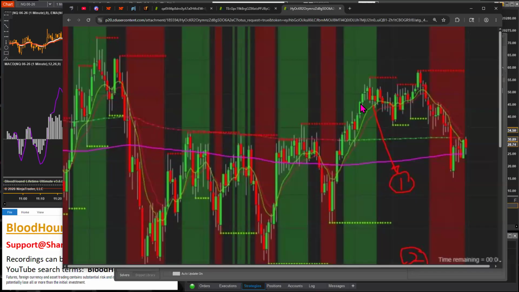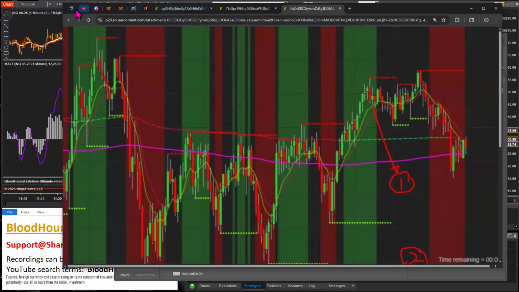So Blackbird says, okay, I've been given another long signal, and Blackbird is flat. So then Blackbird says, okay, it's time to take that long signal, and it'll open another long position there, and it'll keep doing that, as long as there's an entry signal and Blackbird is flat, it will keep opening a position there.